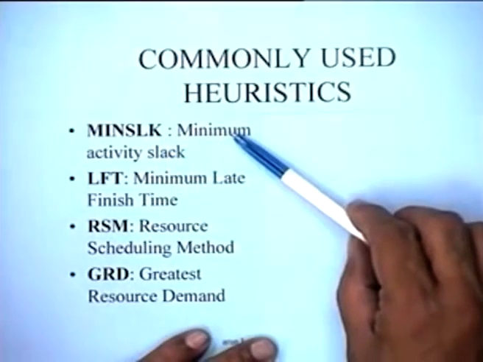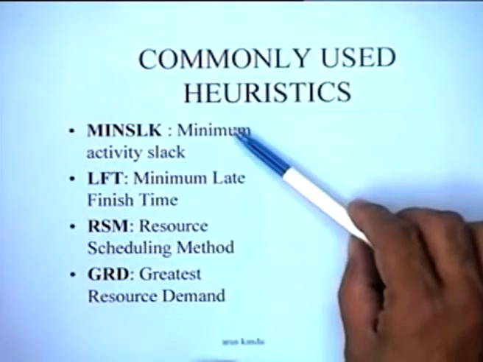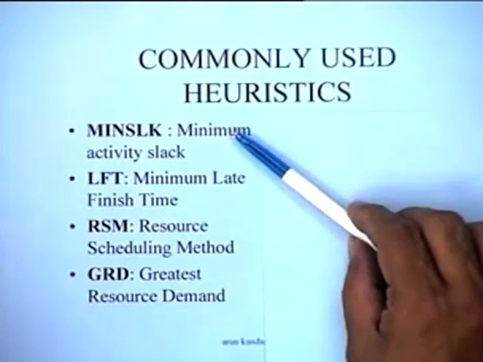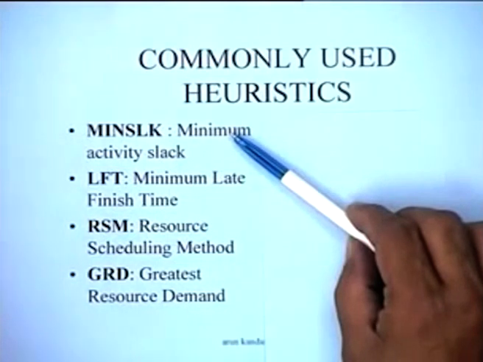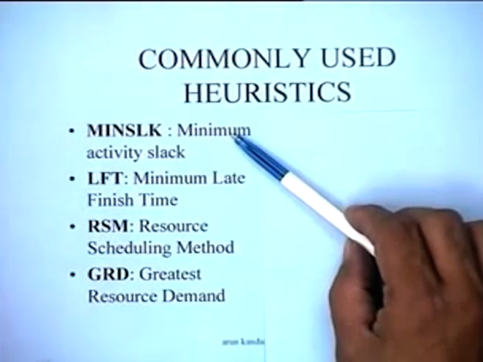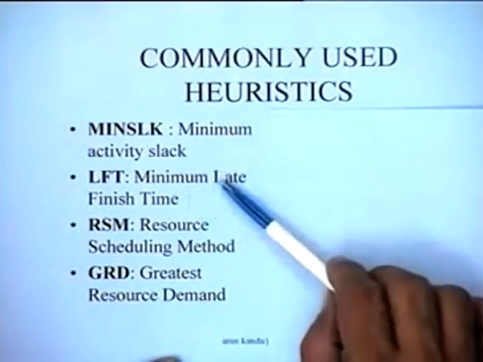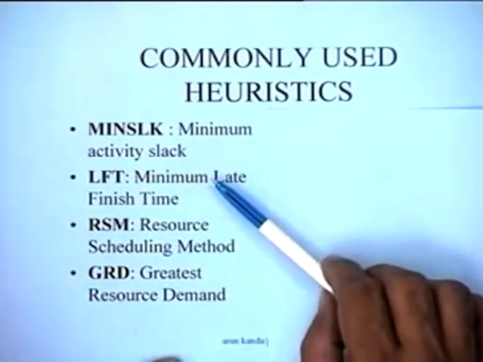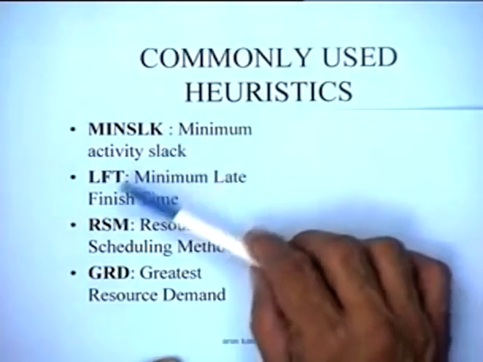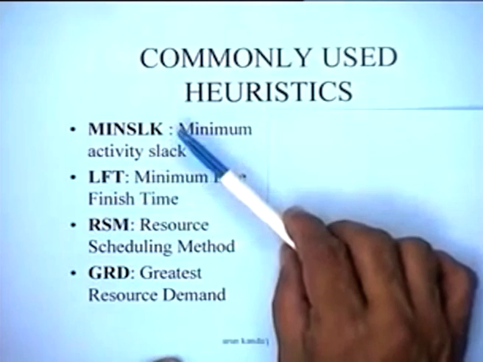Now, there are a number of commonly used heuristics. Here is a partial list of these heuristics. Minimum activity slack is perhaps one of the most commonly used heuristics. That means if an activity is critical, it should be given greatest priority. If it is less critical, it should be given lesser priority, and so on, and this is determined by the total float of the activity, which is, I think, intuitively quite obvious. The minimum late finish time of an activity is another criterion which is quite commonly used, and it is shown that both these criteria are actually one and the same in terms of their application.